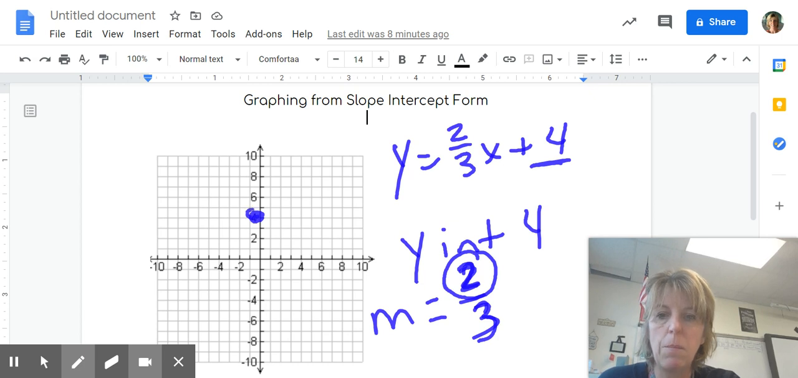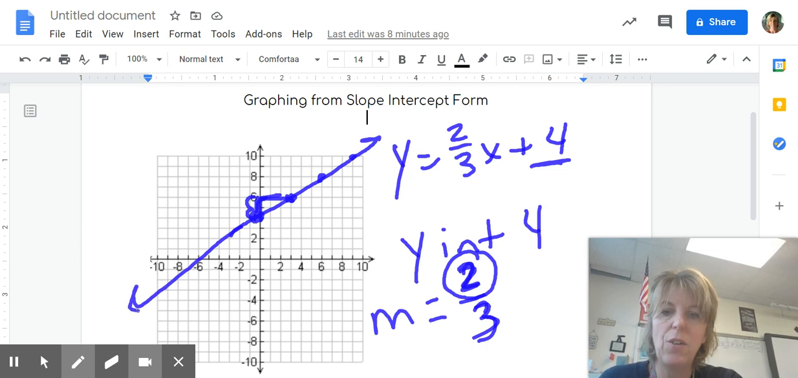So here I'm going to go up 2, and then I'm going to go over 3. Up 2 and over 3. Actually, don't draw the point, so I just want to put the dot right there. So you wouldn't actually draw these little lines right here. You just would count them. So up 2 over 3, up 2 over 3. So you're going to make those dots, and when you connect them going all the way off the graph, you have your graph right there. So that is y equals 2/3 x plus 4.